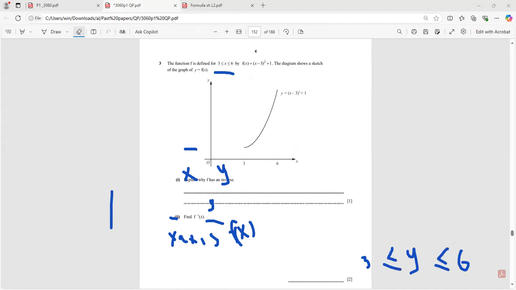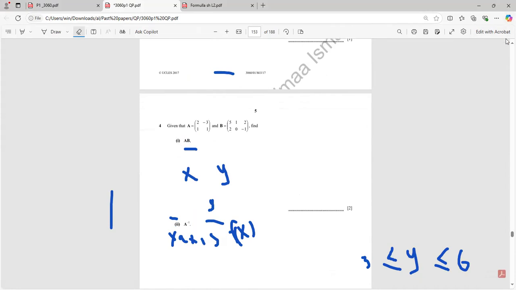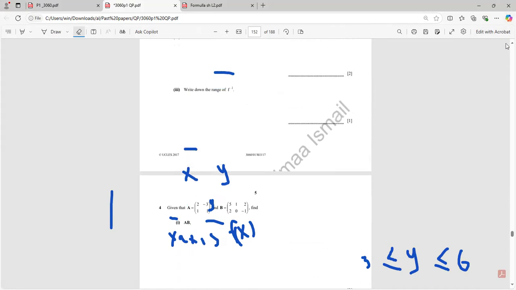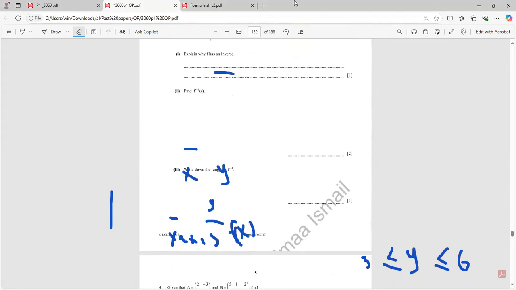Okay, and that is the range. The range he asked about is the y-axis. Okay, and I think question 3 is done. That is the range. We did the range, we did the inverse, and we said why f is actually a function. Okay, let's see question 4.